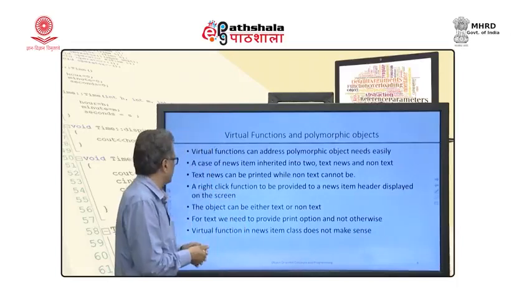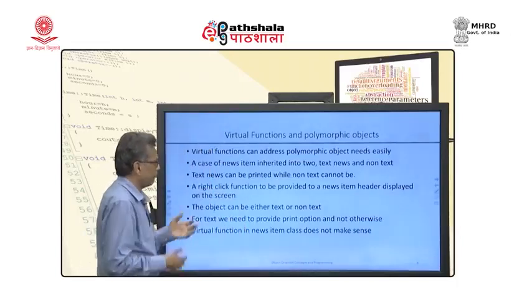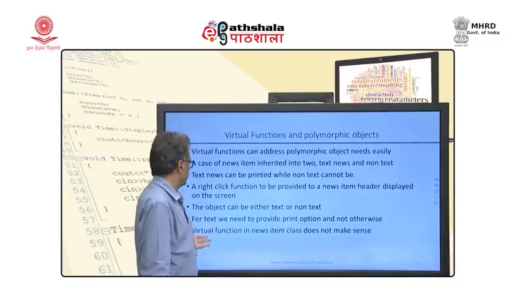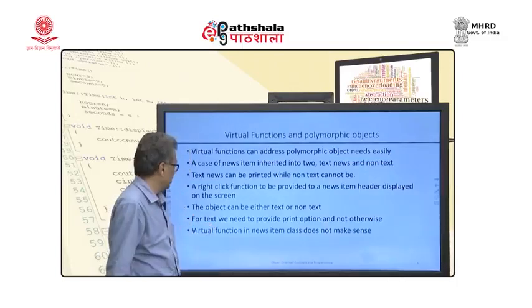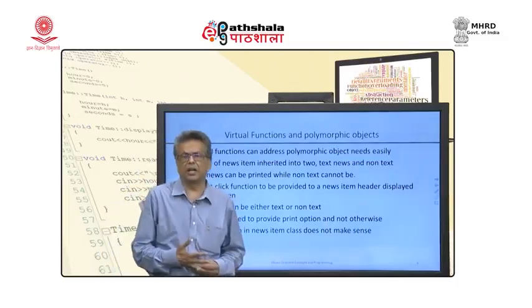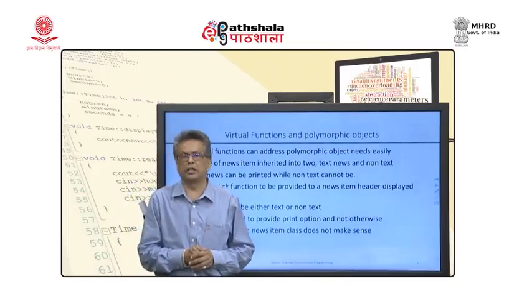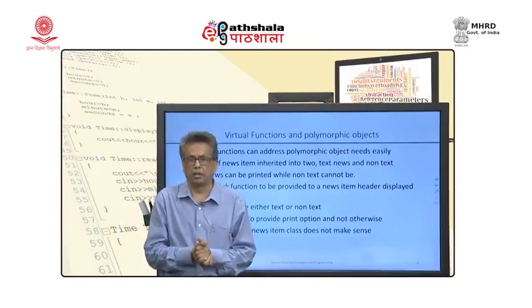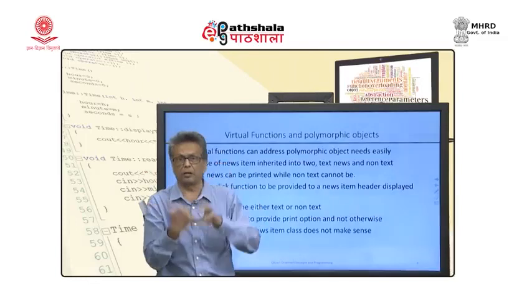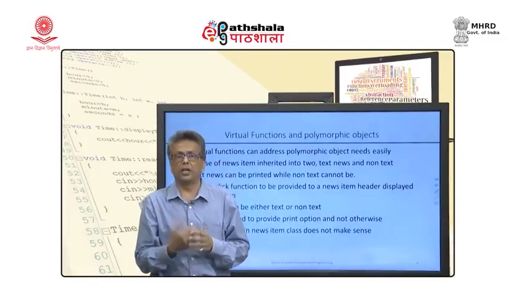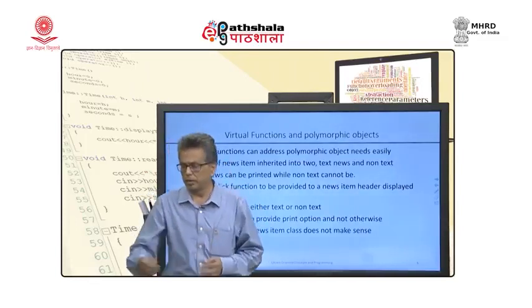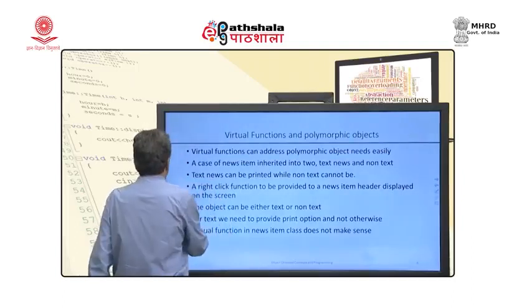Okay. So, what I do is, this is what I need. The problem is that I can't have a print virtual function in the news item class, because not all news items can be printed, only part of them can be printed. The text news items can be printed.